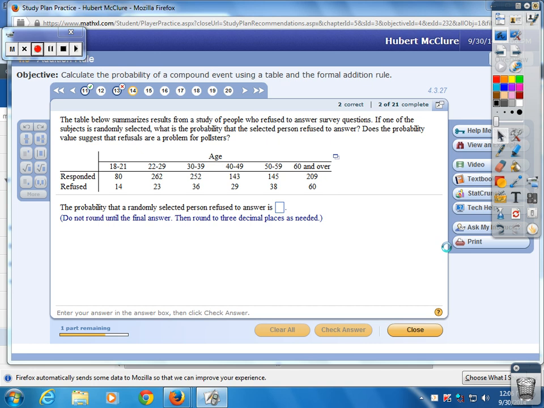Does the probability value suggest that refusals are a problem for pollsters? The probability that a randomly selected person refused to answer. So, still not using the additive law, just a probability. How many people were, you got to add all those up. Oh God, this will cause a meltdown. Add them all up.